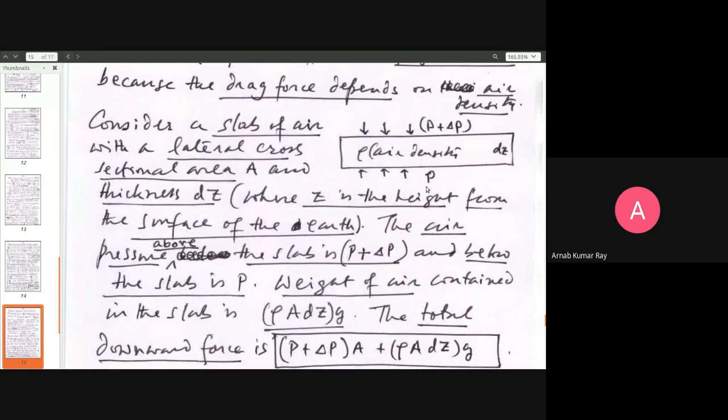Now, there are three forces acting on this box of air. What are the three forces?